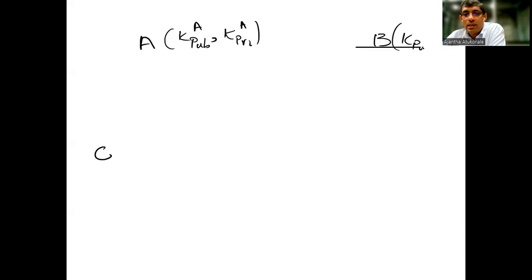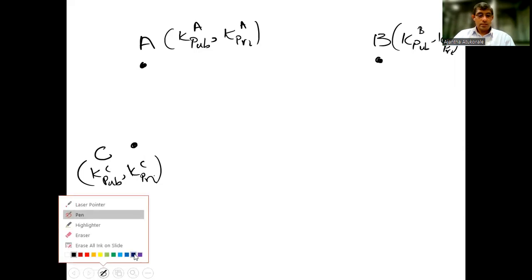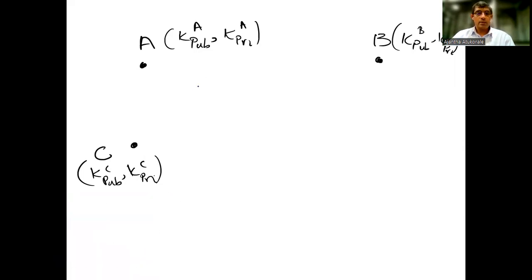It's K pub B, K private B. Let's see, you also can have a key pair K pub C, K private C. Okay, there are 3 parties here now. First one, second one, and the third one. Now let's see, a transaction is going to happen this way.